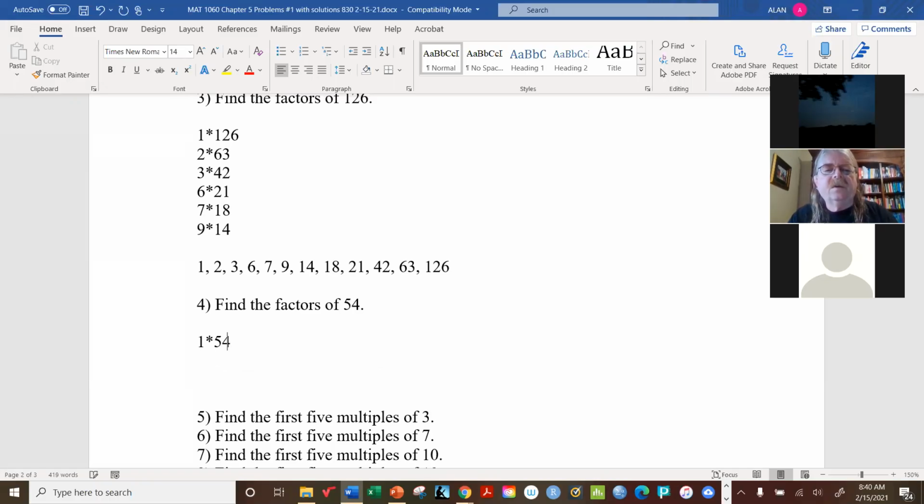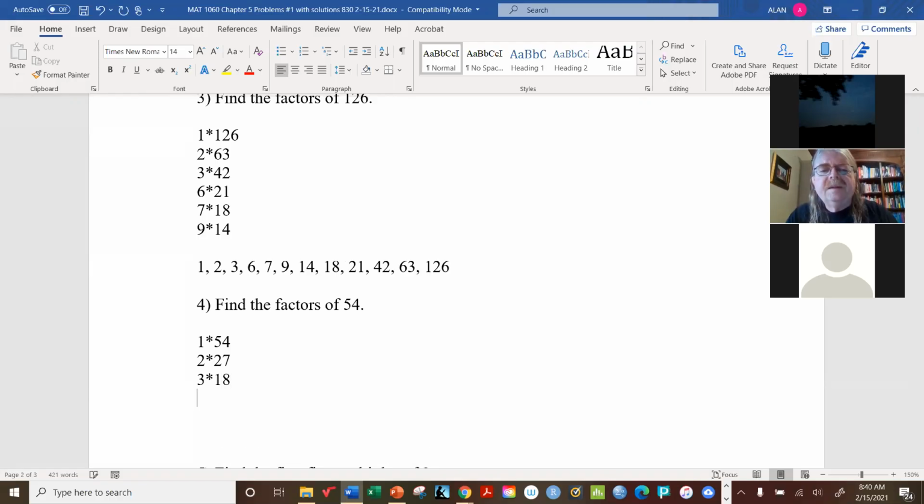All right, 1 times 54, 2 times 27. This one's divisible by 3 because the sum of the digits is 9. And that's 3 times 18. 4, no. How about 5? No, that doesn't look good either. 6. Wait a minute. 6 times 9. All right, 7, no. 8, I don't think so. No, it looks like we're done. Okay, 1, 2, 3, 6, 9, 18, 27, and 54.